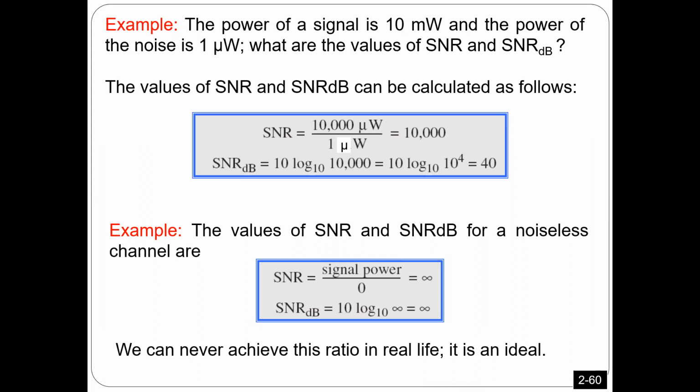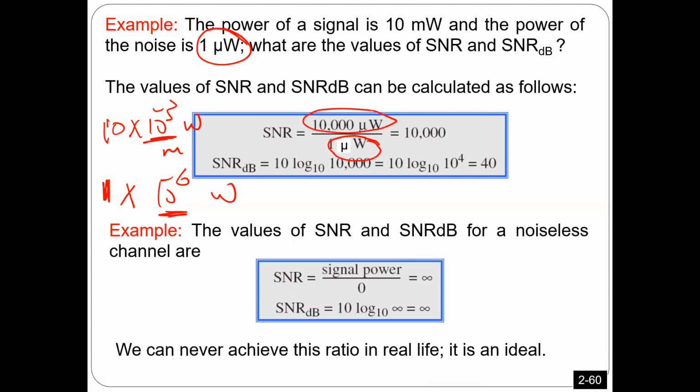So what I did here: first of all, you can convert both of them to watt. I can say 10 times 10 to the power of -3 watt, because milli means I can remove milli and put 10 to the power of -3. Same thing for micro, as you know. So this should be 1 times 10 to the power of -6 watt. Is that okay? And then I can divide them together. Or I can keep this one in watt and convert the milli to watt.